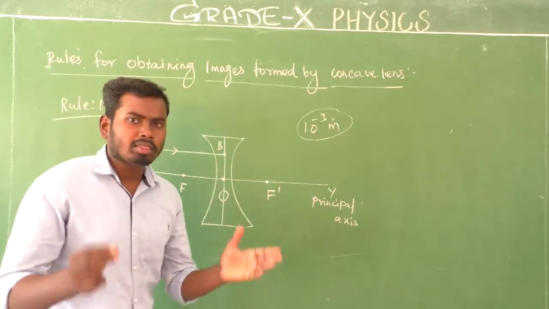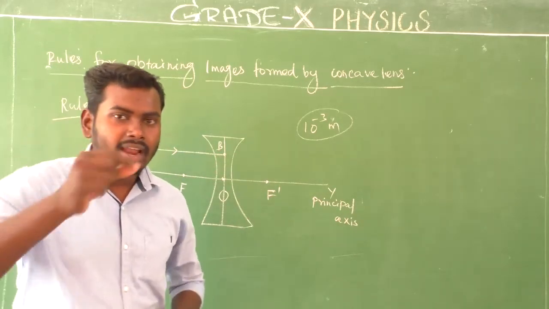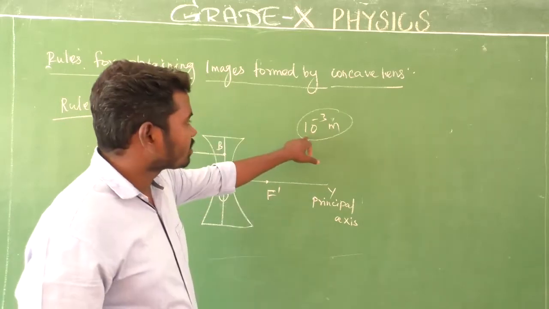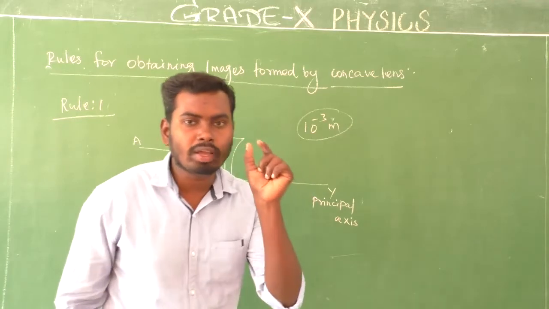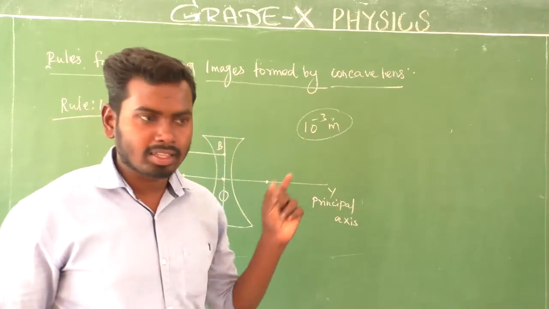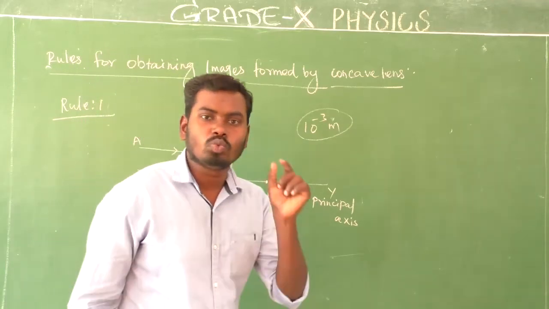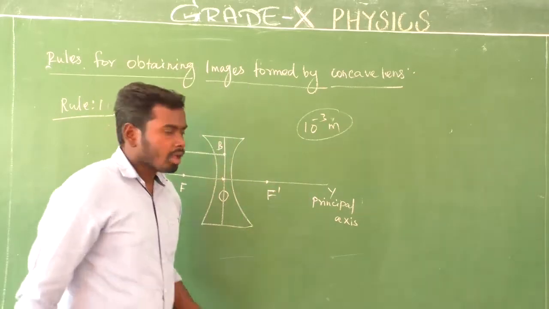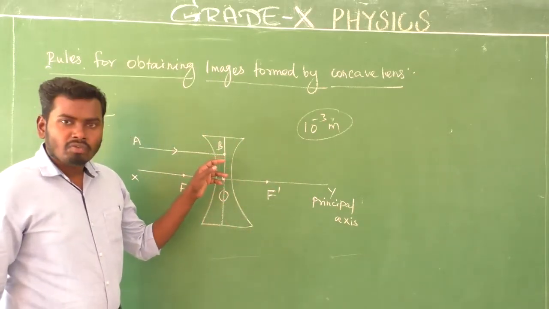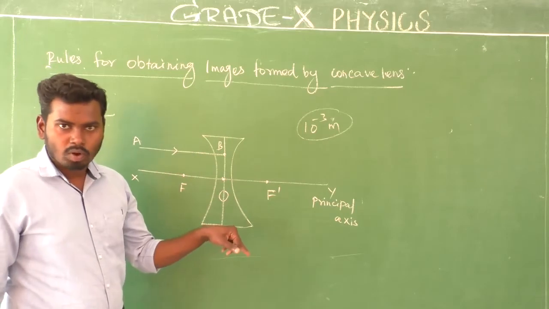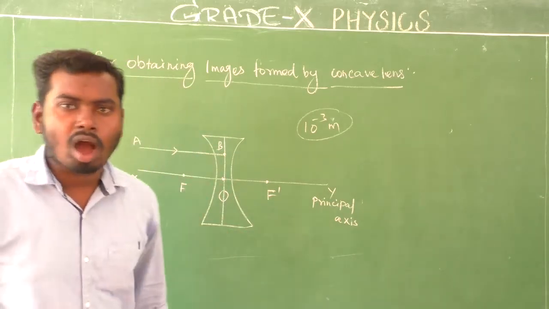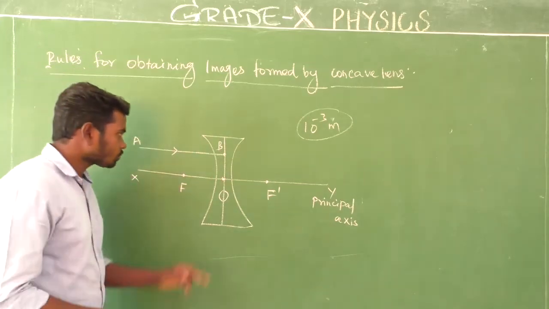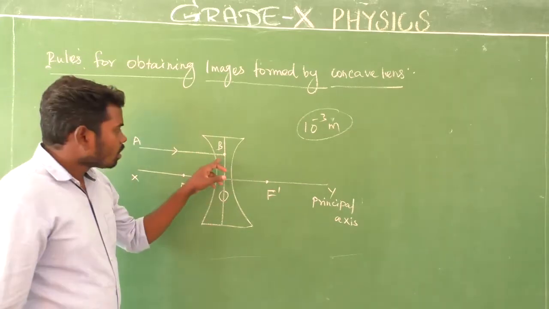Am I right? This camera contains a lens. That lens thickness is 10 power minus 3 meter, which means that is a very small thing. It is clear that the lens thickness is very small. That's why we can consider a ray of light which falls inside the spherical lenses, here inside the concave lens. Is it clear? Yes.